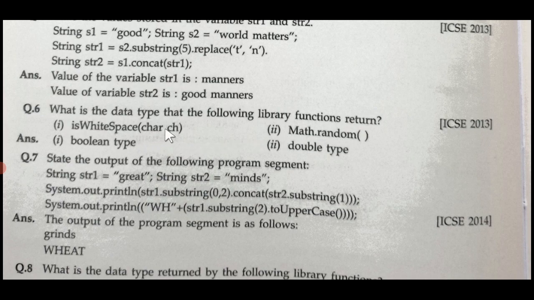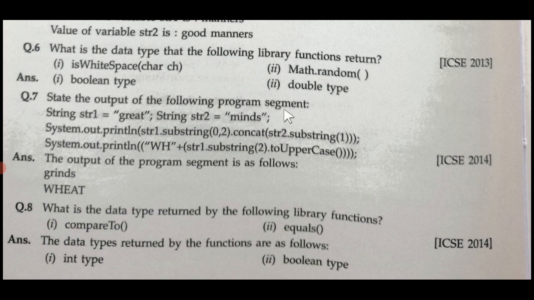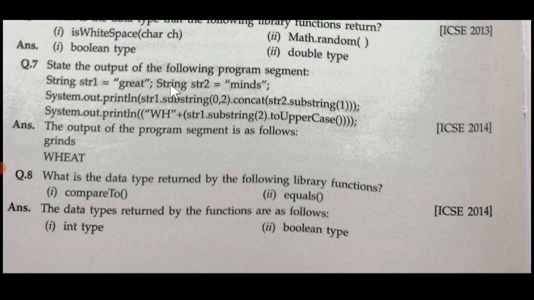Void is the void type. The is functions basically return the boolean type. Math.random returns the double type. After that, state the output of the following program segment: String str1 = "great", String str2 = "mind". So str1.substring(0, 2). They are saying 0 comma 2, so that means 0 and 1 will be extracted, only 2 will be ignored. So gr will be there.